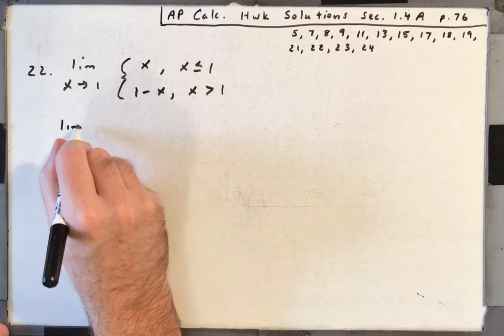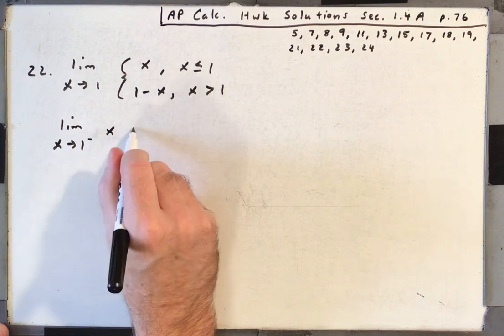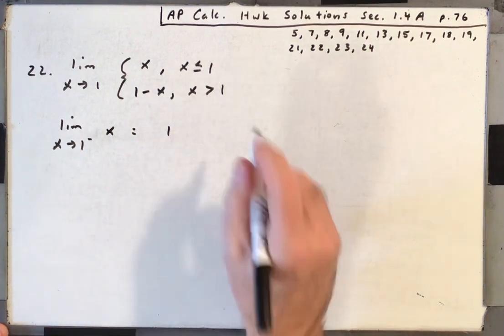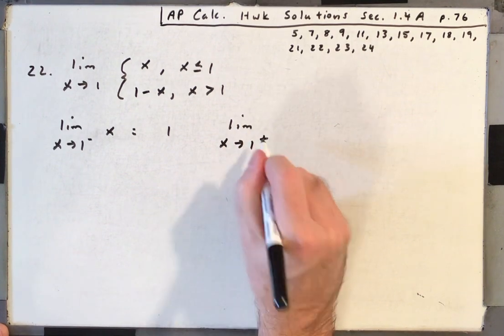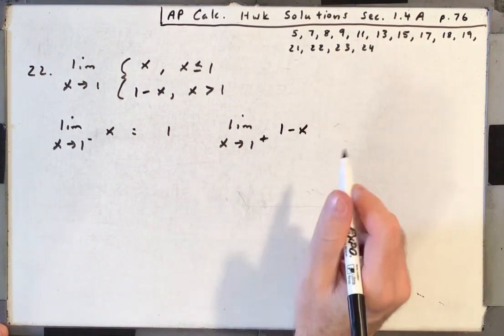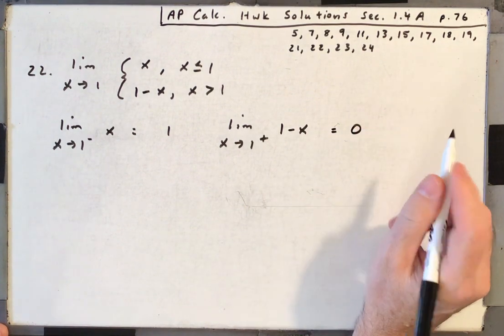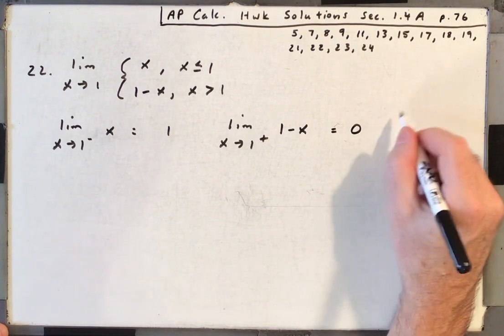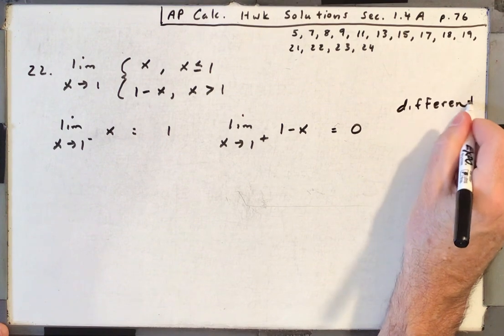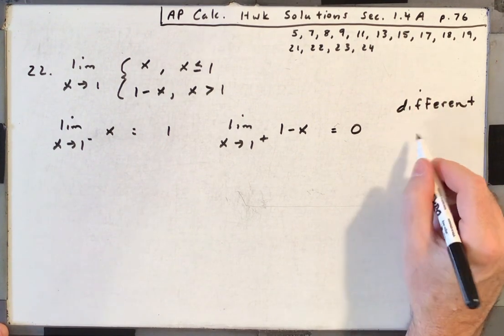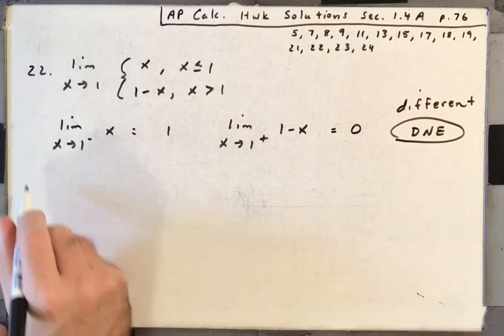Okay, let's do them. x approaches 1 from the left of x. Plug in a 1, that's 1. The limit as x approaches 1 from the right, 1 minus x. Plug in a 1 for x, and you're going to get 0. All right, so they are different from the left and from the right. They are not equal. Your hands would not come together on that graph, so the answer is does not exist.